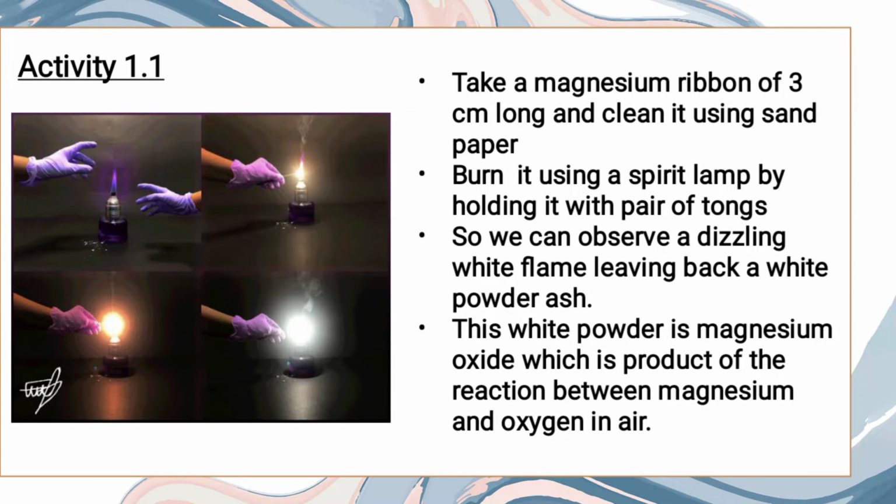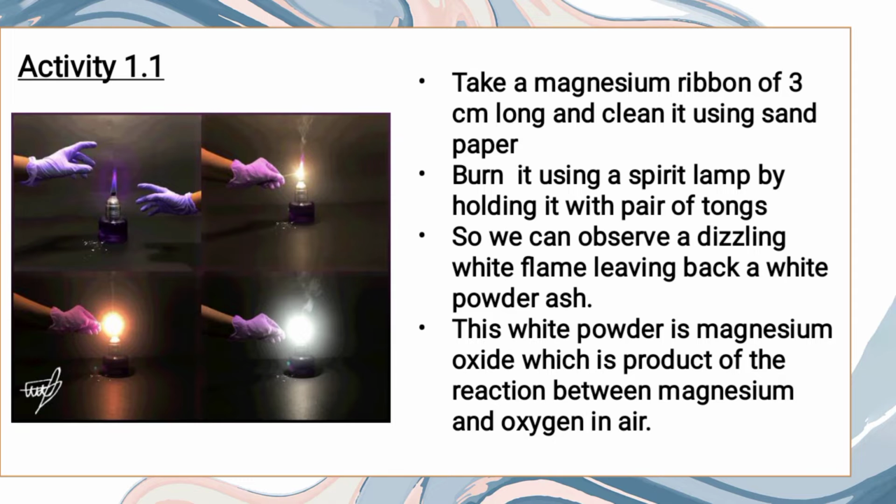So when you burn magnesium ribbon, that is getting converted into a white powder, that is magnesium oxide. So this is how the initial magnesium ribbon doesn't remain magnesium ribbon after it is burned, that is getting converted into a white powder. That white powder is nothing but the magnesium oxide.